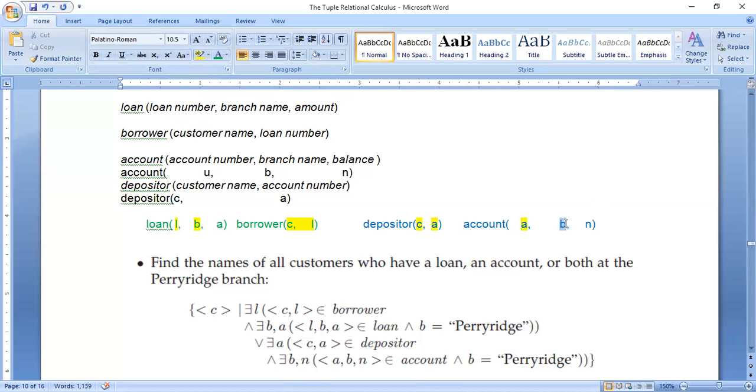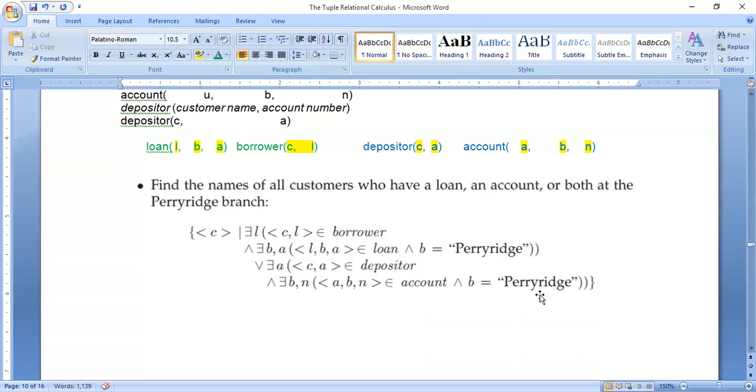So this finishes all the attributes of the account relation, and the other condition is that it is the Perryridge branch, and in this account relation branch is represented by the domain variable B. So B is equal to Perryridge. Here, as we have already seen, with the loan relation we have output A, so we just forgot to mark this variable. So all the domain variables are now used and the query is finished.